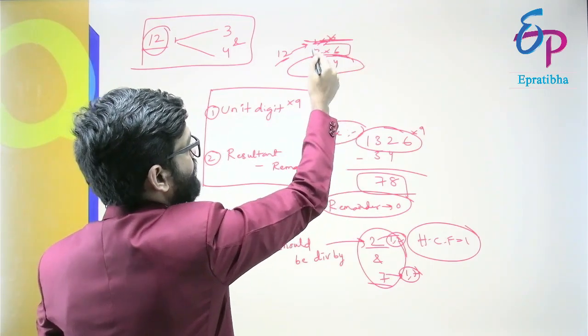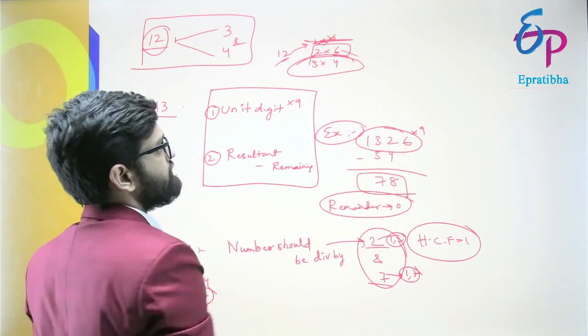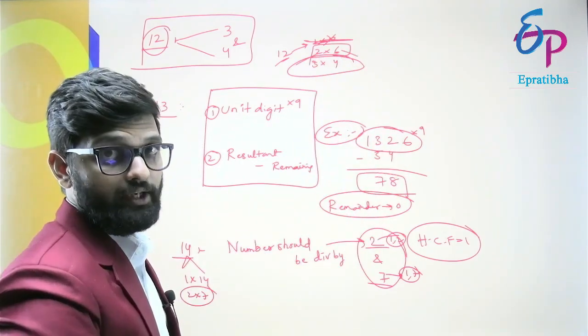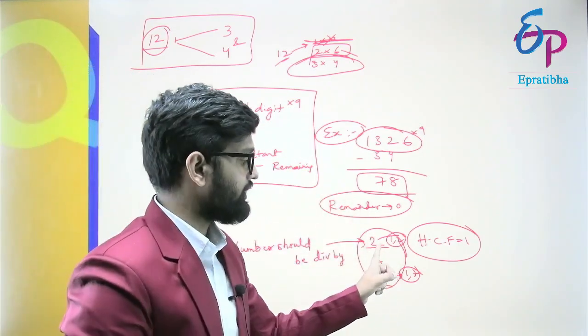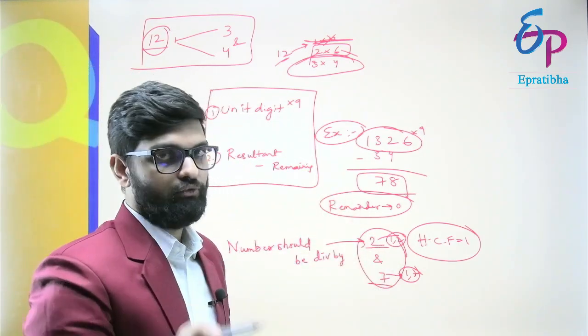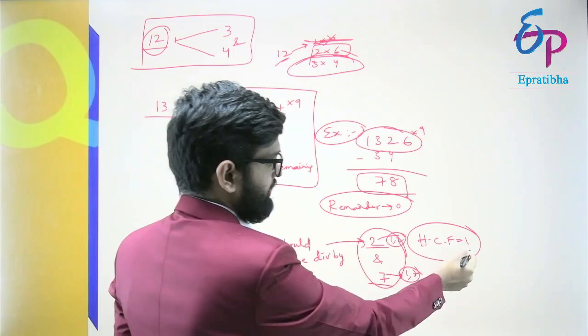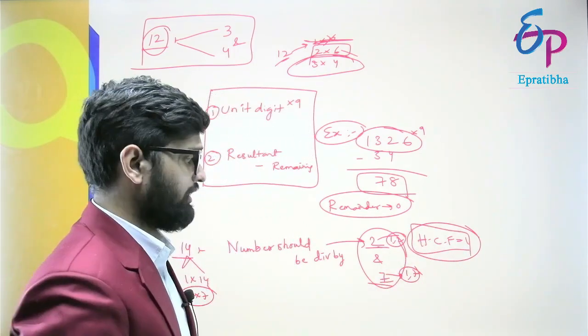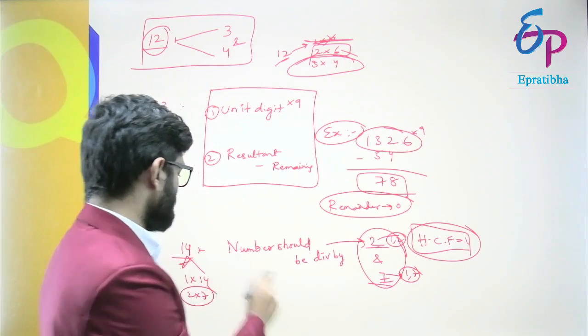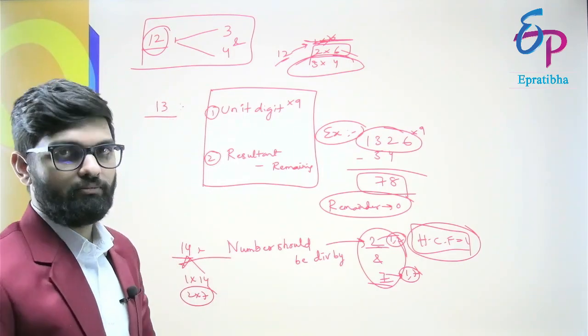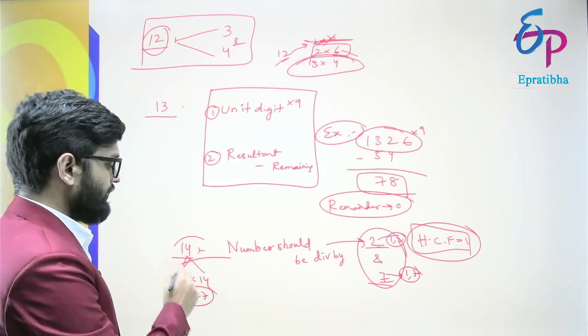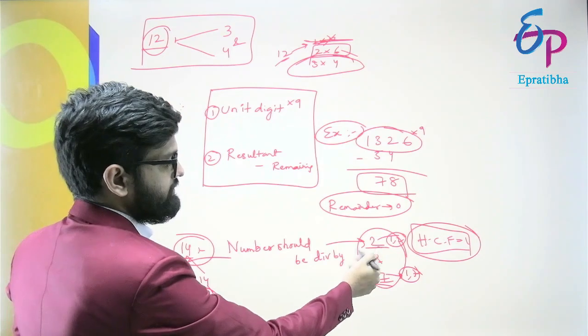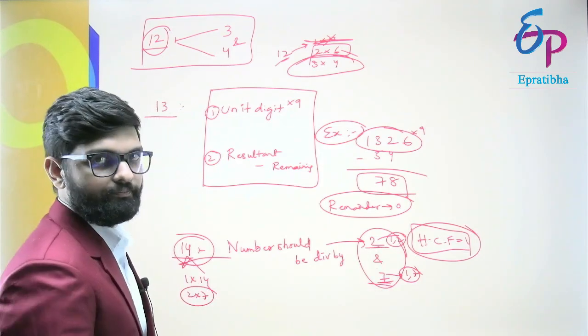So 2 and 6. What are the common factors for 2 and 6? The common factor is 2, right? But the common factor for 2 and 7 is only 1. If the highest common factor for these two numbers is 1, then only you have to take those kind of numbers. Those should be co-prime numbers. So here, what are the co-prime numbers? This is 2 and 7.